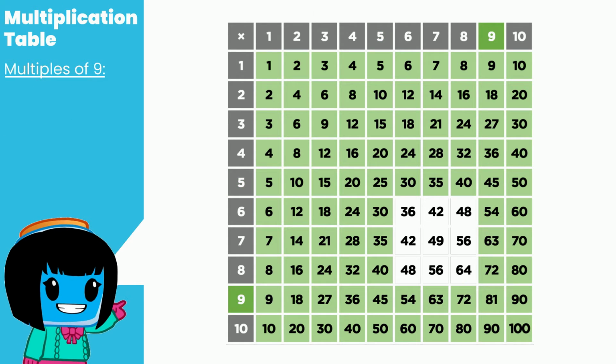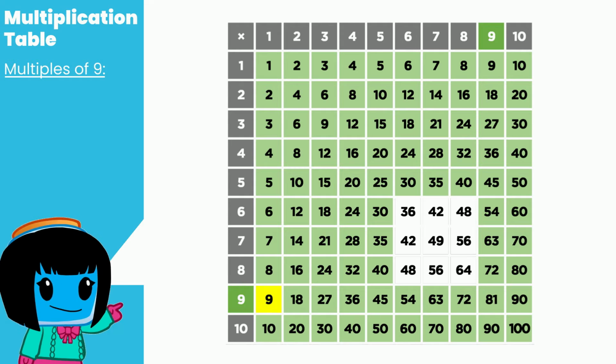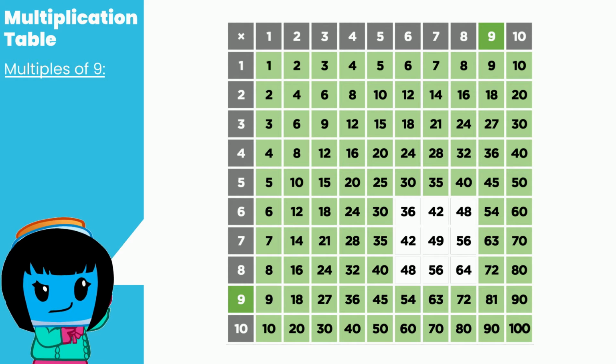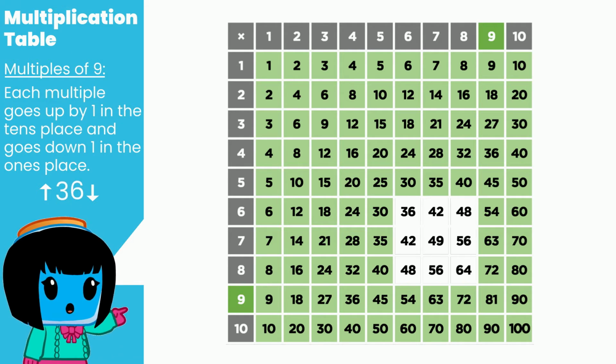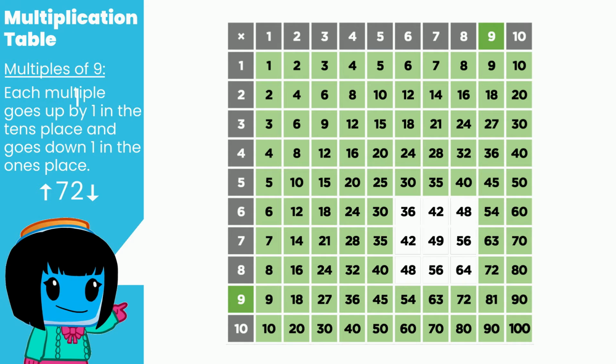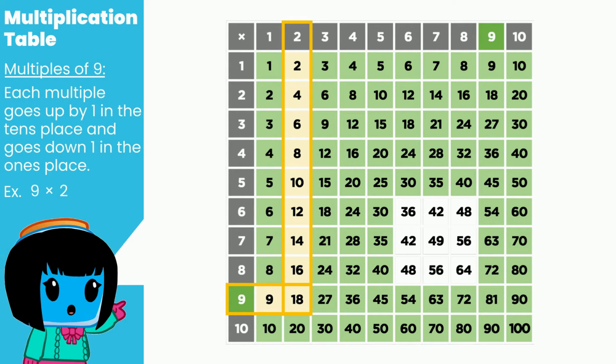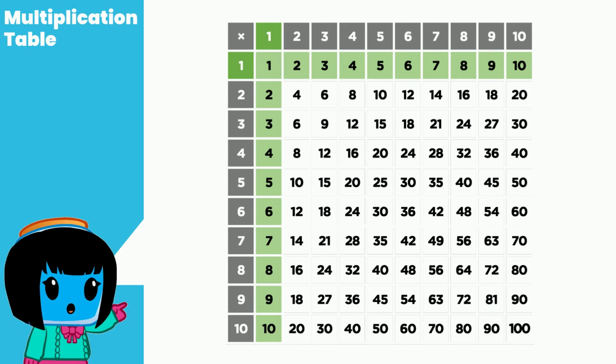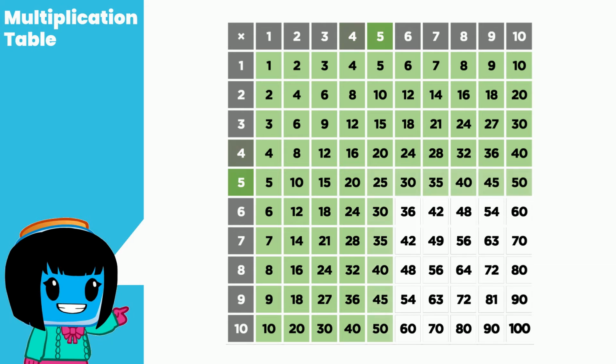Lastly, let's take a look at multiplying by 9s. When we count by 9s, we get 9, 18, 27, 36, 45, 54, 63, 72, 81, 90. Do you notice any pattern in the numbers? Did you notice that each multiple goes up by 1 in the tens place and goes down in the ones place? Pretty cool. So, if we have 9 times 2, we can look at the pattern and see that the answer is 18.